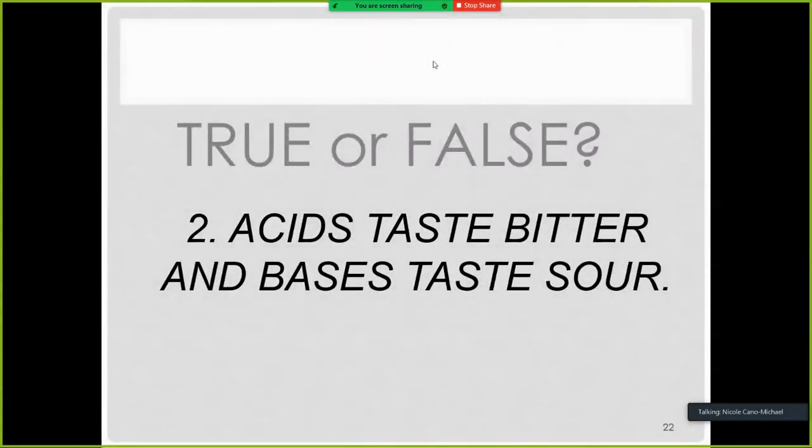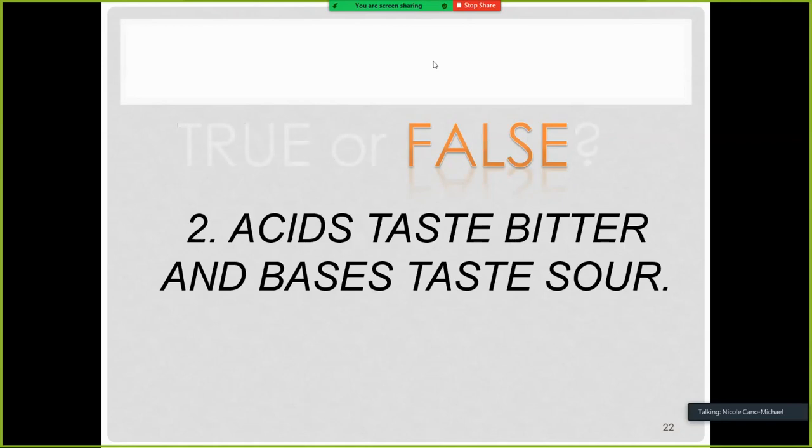All right, number 2, acids taste bitter, and bases taste sour. True or false? This is false. Acids are sour. Think of orange juice, lemon juice, lime juice. These are all acids. They have that sour taste. Bases, I don't really know why you would be eating bases, but something very popular to do back when I was a kid, if a kid cussed, they'd wash their mouth out with soap. Trust me when I say soap, which is a base, is very bitter tasting.